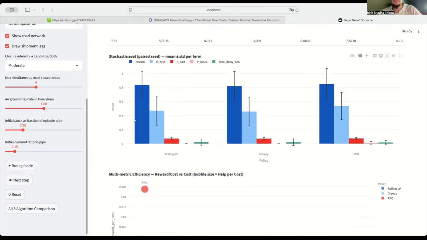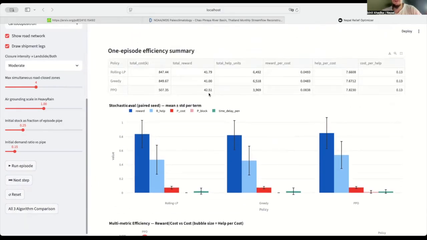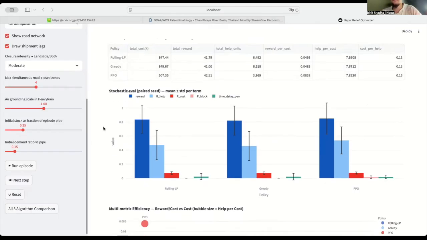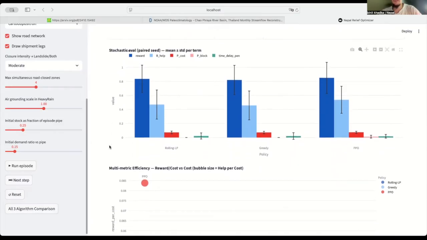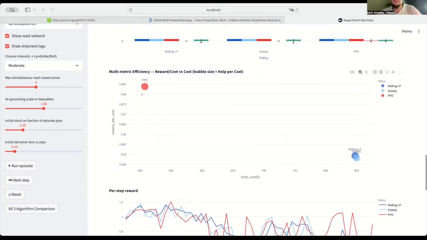But if you look at the reward and the cost, it's very low. As you can see, PPO is able to get a much higher reward with fewer units being sent, because it is able to send the units to the most severe zone at little cost. That's why our agent's reward was very competitive, and in terms of efficiency, you can see PPO performing quite well.